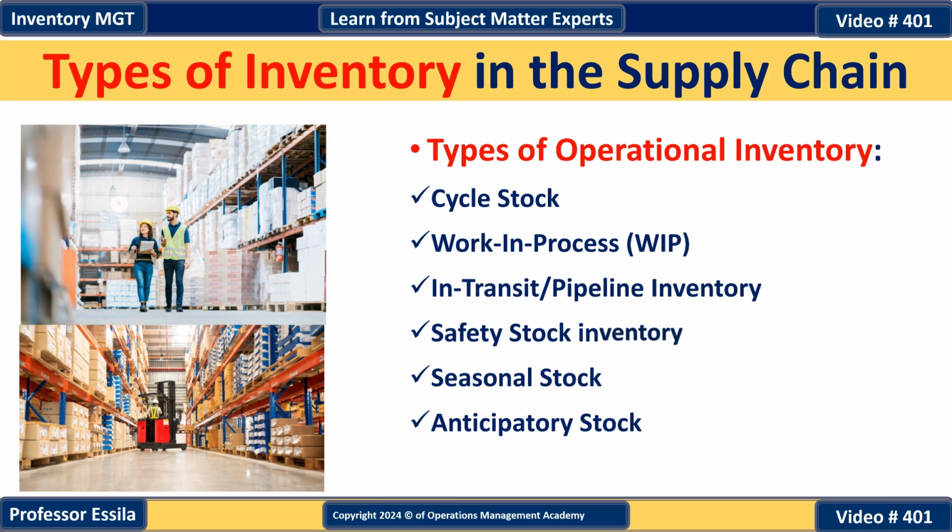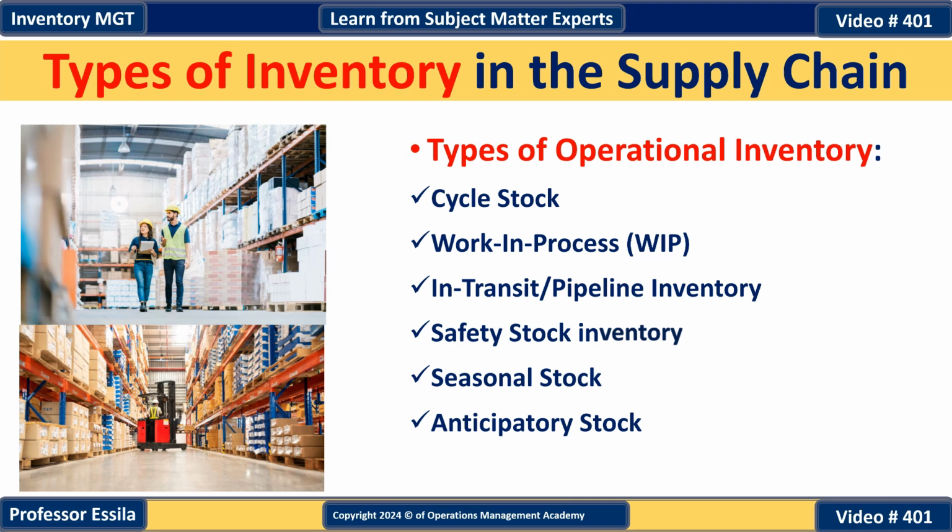So what are the types of operational inventory? The first type here will be your cycle stock, which is inventory ordered and produced in cycles to meet regular demand. An example is going to be a bakery's regular stock of flour and sugar used daily. Work in process, on the other hand, we also call that the WIP inventory, is inventory that is in the production process but not yet completed. An example is partially assembled cars on an auto assembly line.